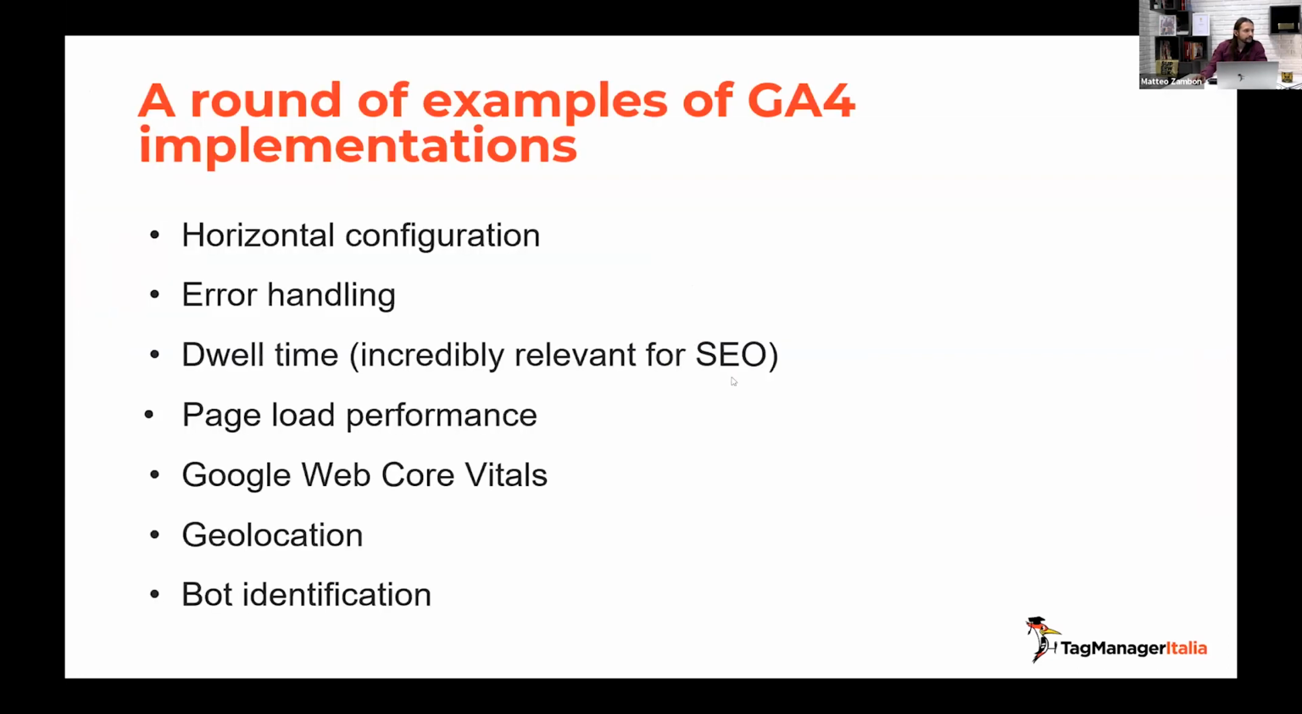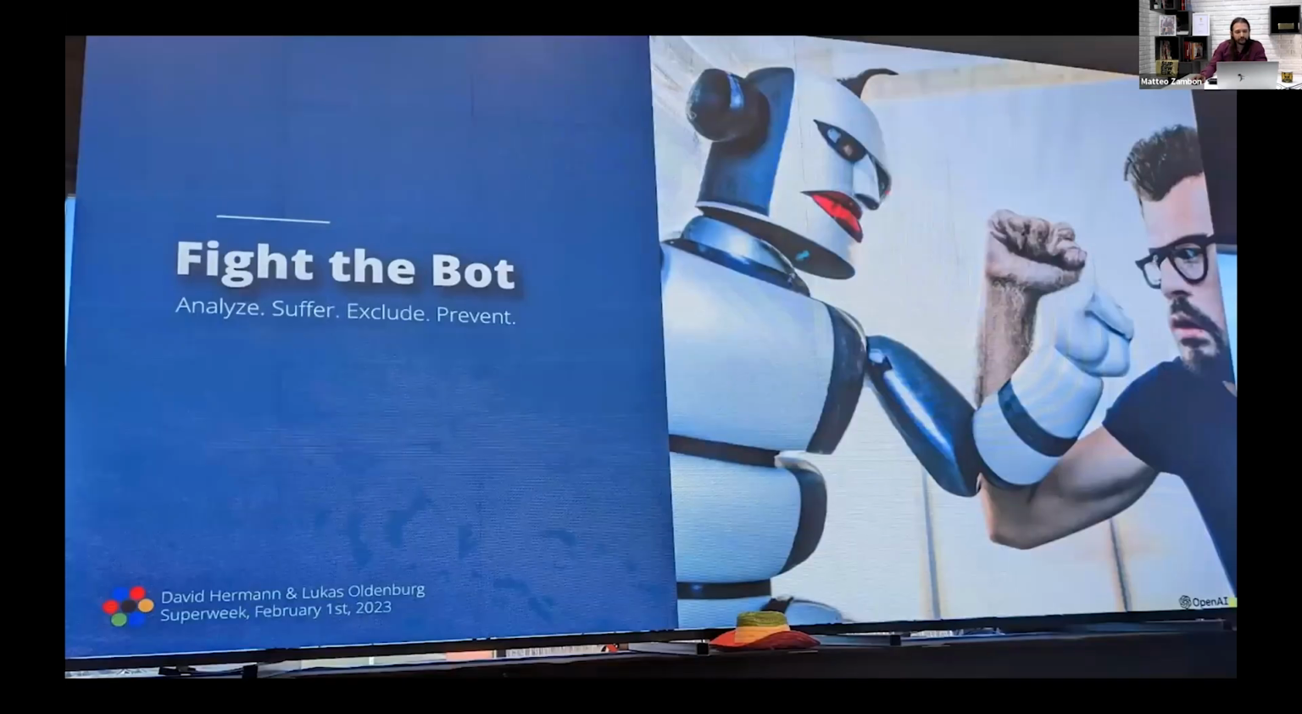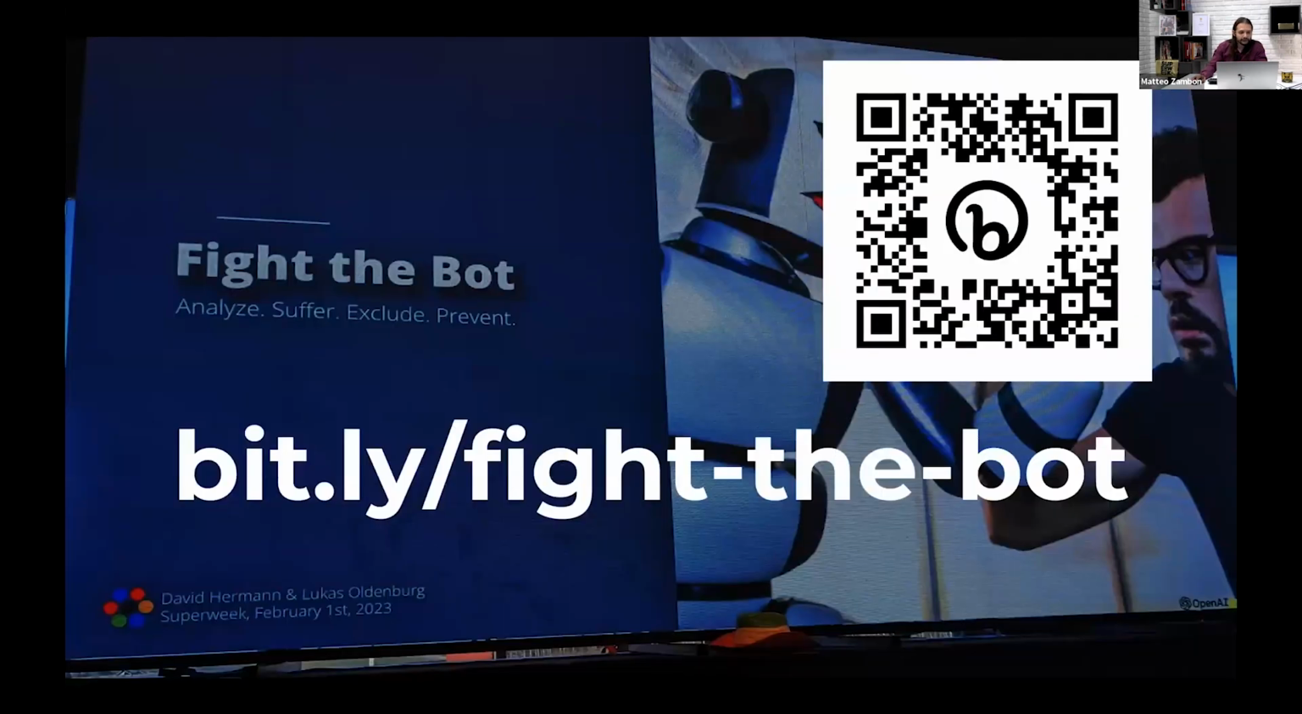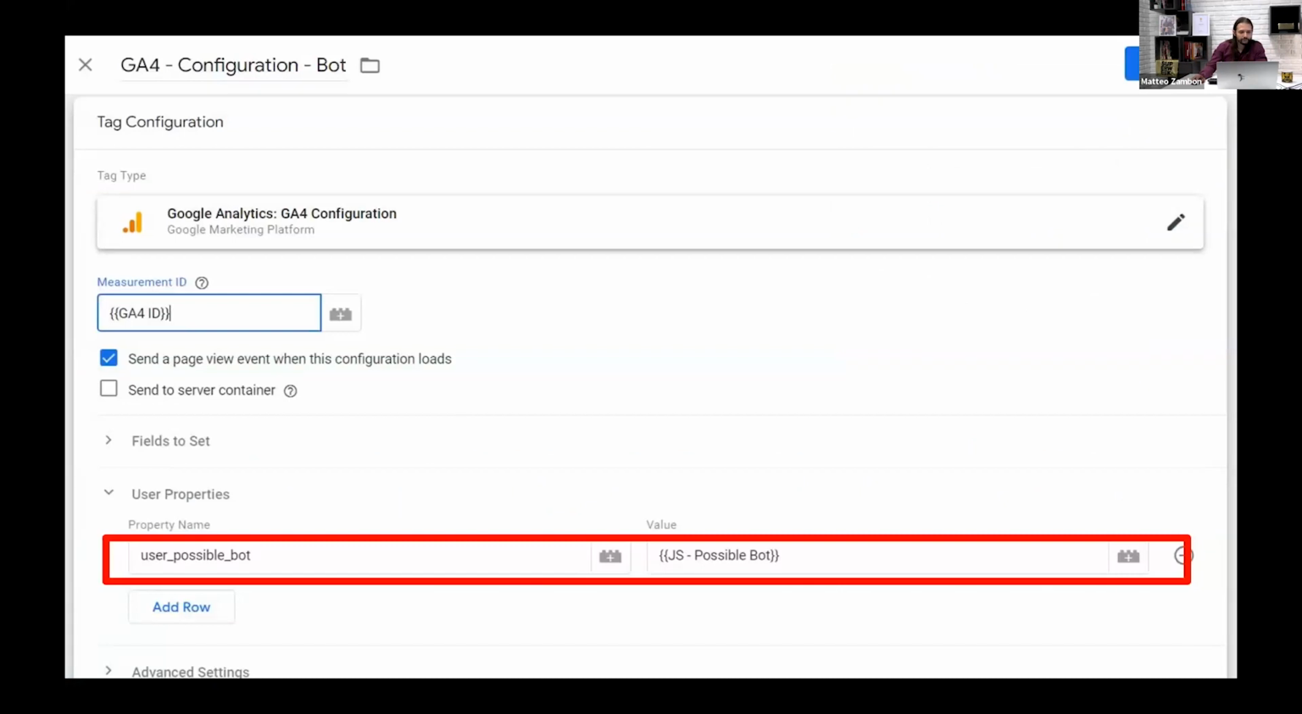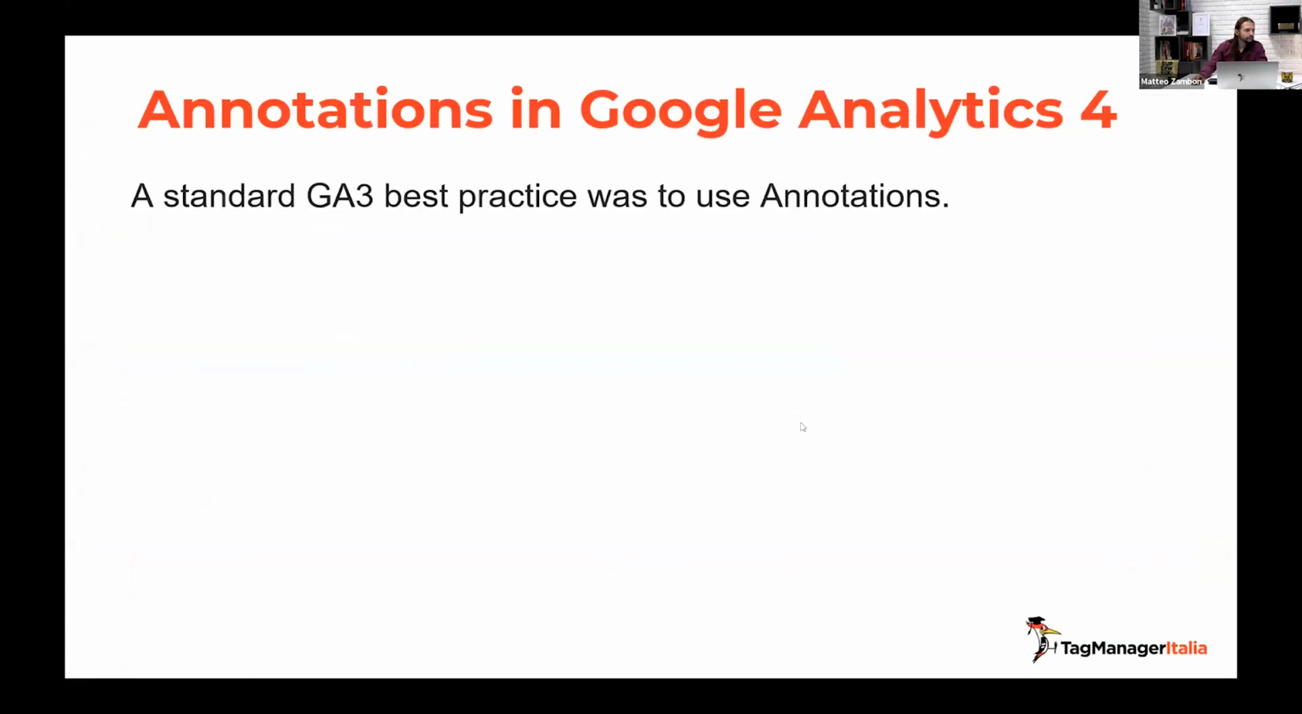And bot identification could be interesting. At Superweek 2023, here is a slide from the amazing David and Lukas panel. So this is the link, so you can grab the information on how they created a bot identifier for GA4. This is an interesting thing to track.